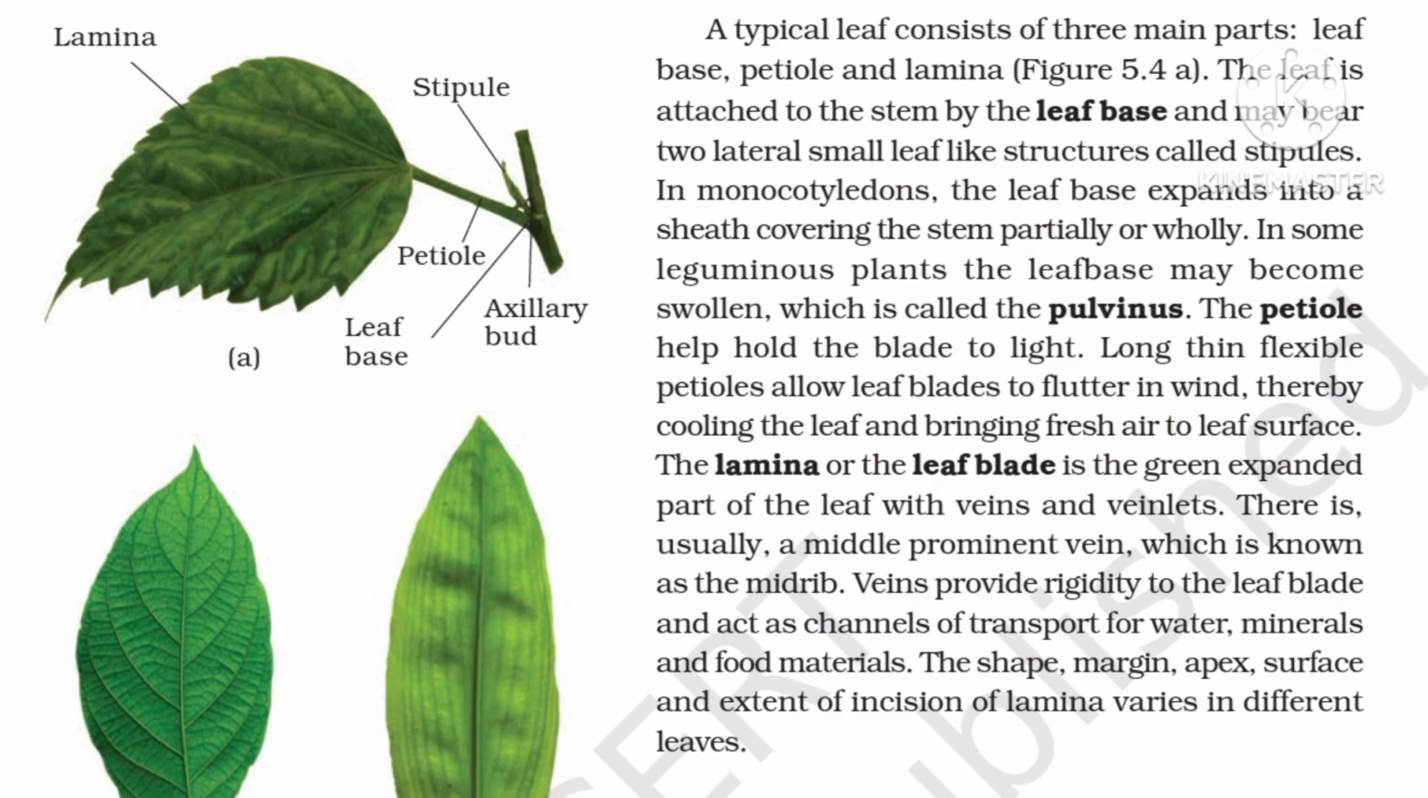Long, thin, flexible petioles allow leaf blades to flutter in wind, thereby cooling the leaf and bringing fresh air to the leaf surface. The lamina or leaf blade is the green expanded part of the leaf with veins and veinlets. There is usually a middle prominent vein, which is known as the midrib. Veins provide rigidity to the leaf blade and act as channels of transport for water, minerals, and food materials. The shape, margin, apex, surface, and extent of incision of the lamina vary in different leaves.